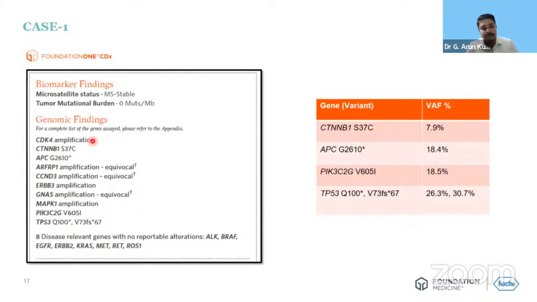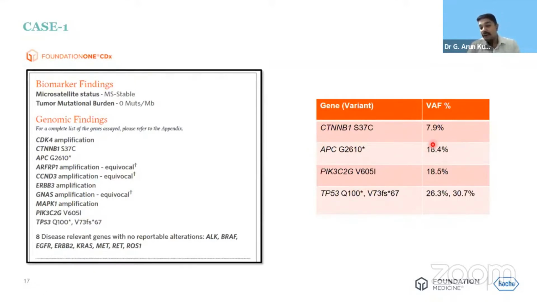Now you see, the CTNNB1 mutation has a variant allele fraction of 7.9%, APC 18.4, PIK3C2G 18.5, and the 2 TP53 mutations have 26 and 30%. Now, what does this suggest? This clearly suggests there are multiple clones of cells in the tumor with different mutations. For example, the most dominant clone is the TP53 clone, followed by the APC and the PIK3C2G mutation.